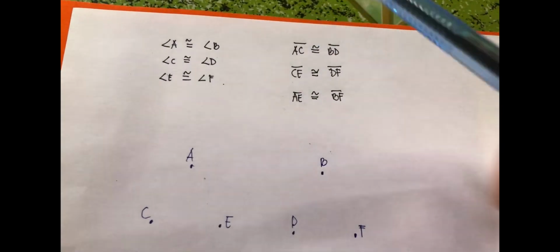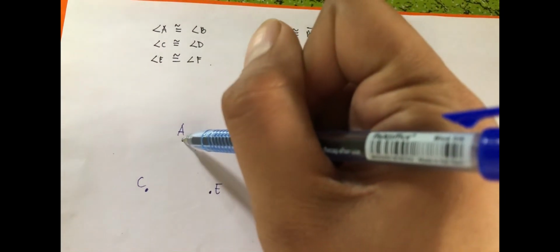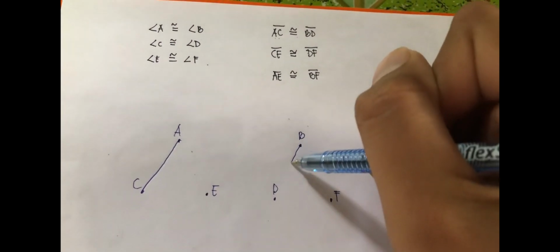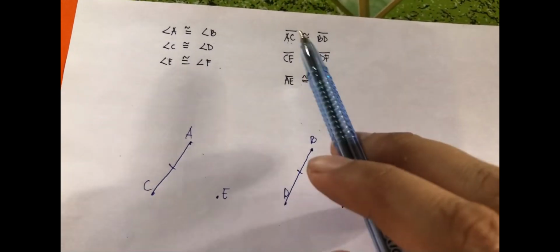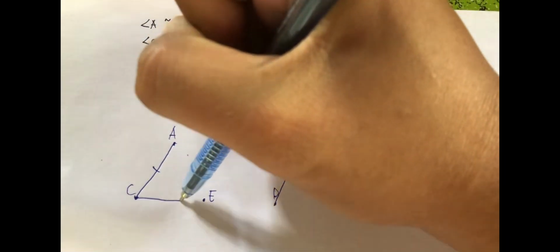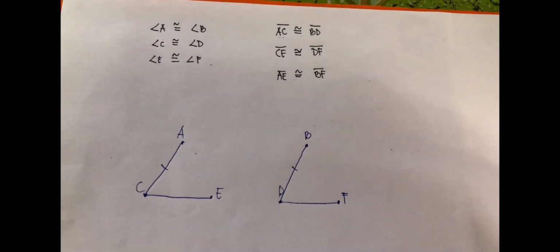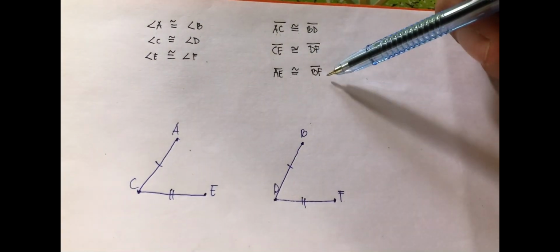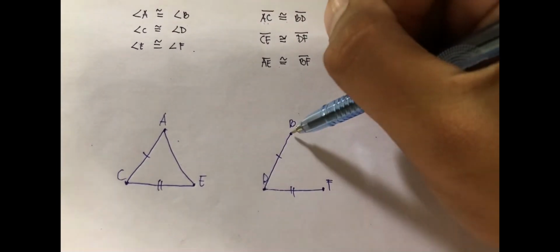Now, on to the sides. AC is congruent to BD. So we connect them. This is our side AC. And this is our side BD. They are congruent with each other. Then, we have CE is congruent to DF. So first this CE, which is congruent to DF. And then, AE is congruent to BF. So first this AE, congruent to BF.